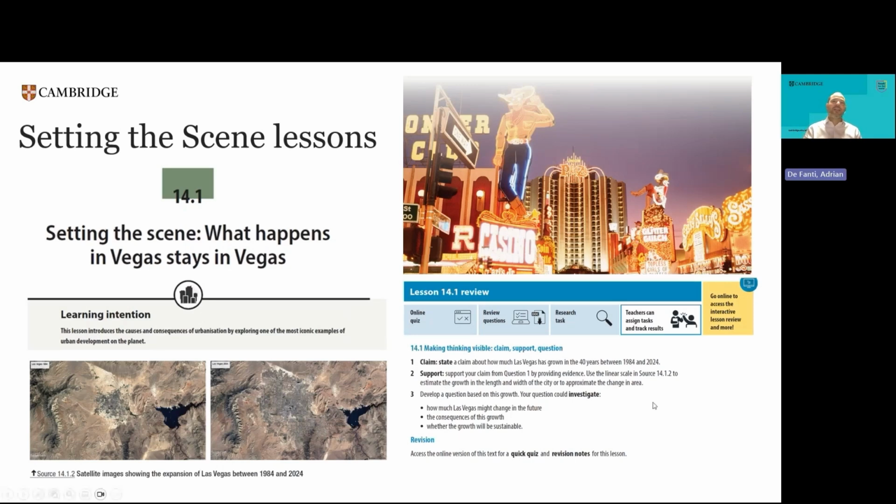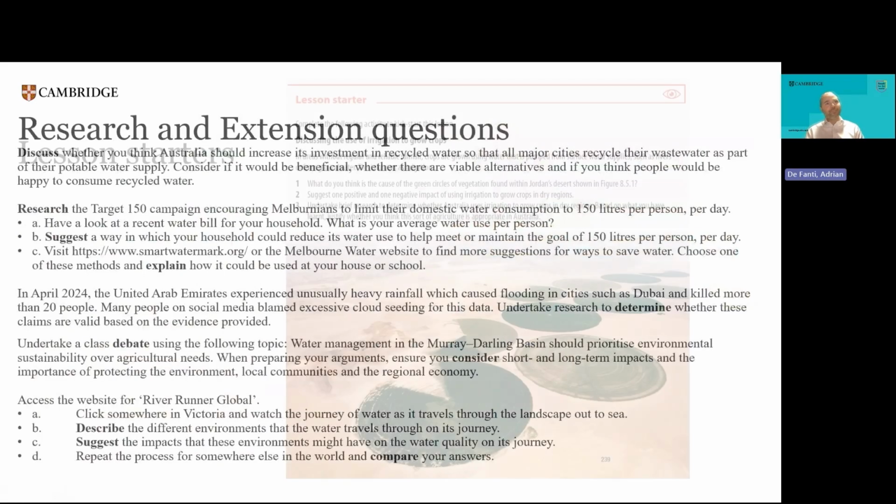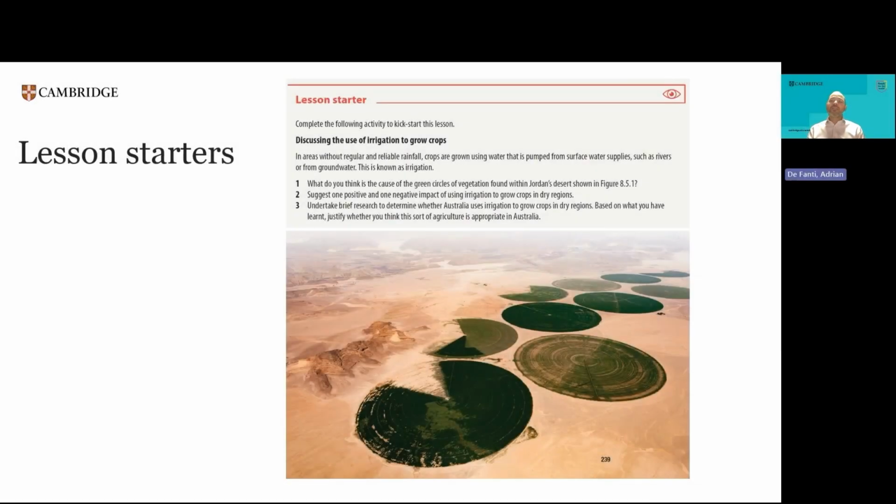And those visible thinking routines are used for lesson starters, but also in unit reviews at the end of each chapter. So each of our lessons begins with some stimulus material, which might be a visual, it might be a video, it might be a graph or a source of data, or it might be even an applicable quote from an expert. And the students often have to analyze that visual and ask some questions about it, or suggest some reasons for something that they see.